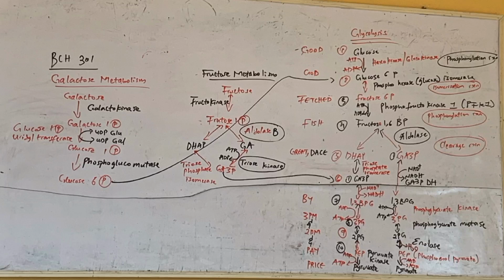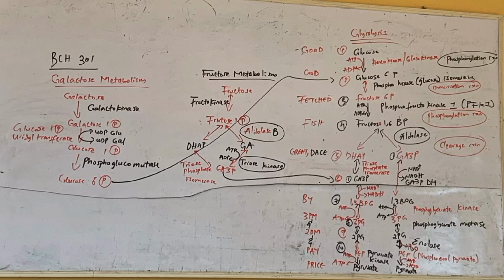Step 1 is the conversion of glucose to glucose-6-phosphate by the enzyme hexokinase or glucokinase. We use hexokinase most of the time because hexokinase is present in most cells and it has high affinity for glucose, while glucokinase has low affinity for glucose and is only present in the liver. In step 1, there is a phosphorylation reaction, that is, there is addition of phosphate from ATP to glucose to give us glucose-6-phosphate. In step 2, glucose-6-phosphate is converted to fructose-6-phosphate. So there is an isomerization reaction by the enzyme phosphoglucose isomerase.